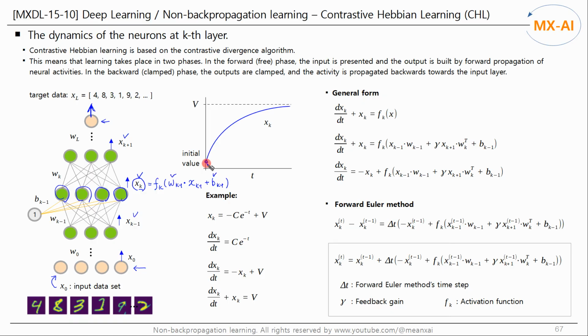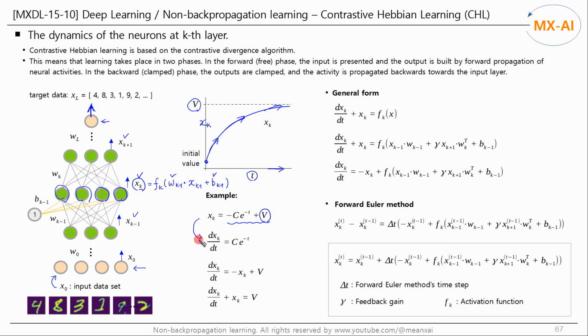We want xk to start from some initial value and converge to some reasonable value v. For example, we want xk to converge to a constant value v along this curve. Such a curve can be expressed as follows. The x-axis is the time step t, and the y-axis is the value xk. If t is repeated infinitely, xk becomes v.